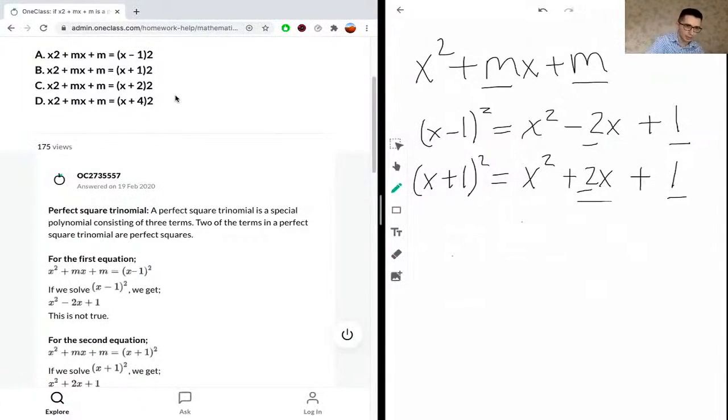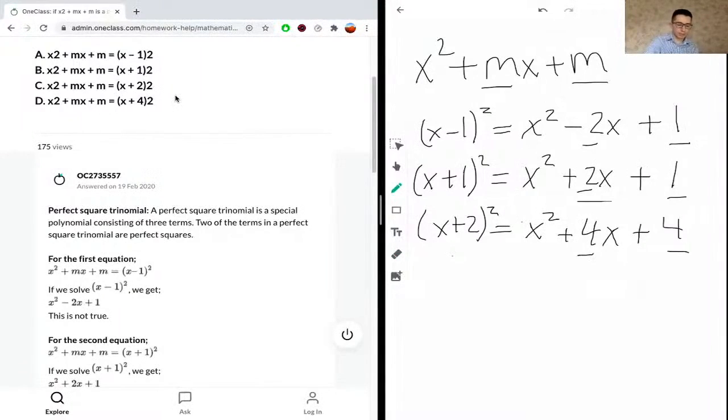Let's go through option C. We have x plus 2 squared equals x squared plus 2 times 2 times x, so 4x, plus 2 squared. 2 squared is just 4. So we can see that 4 and 4 are the same, so it follows this format, m and m. So m here must be equal to 4. We'll say this is the correct one.